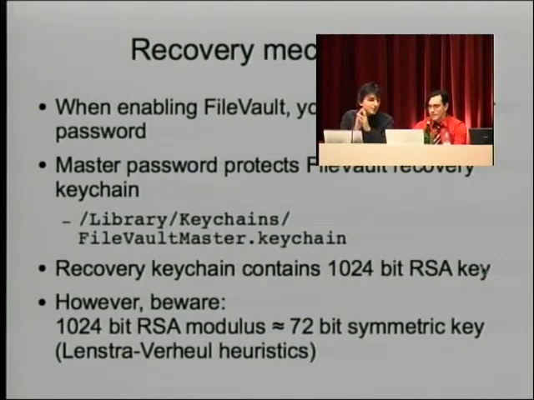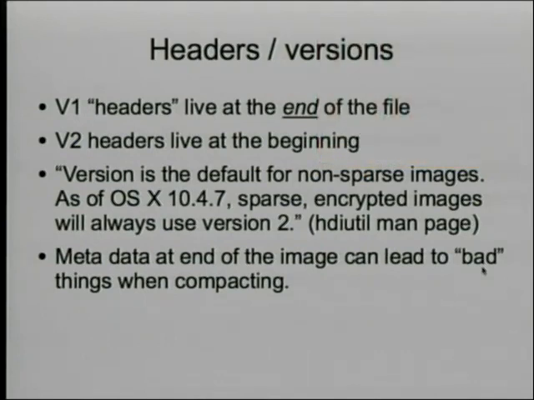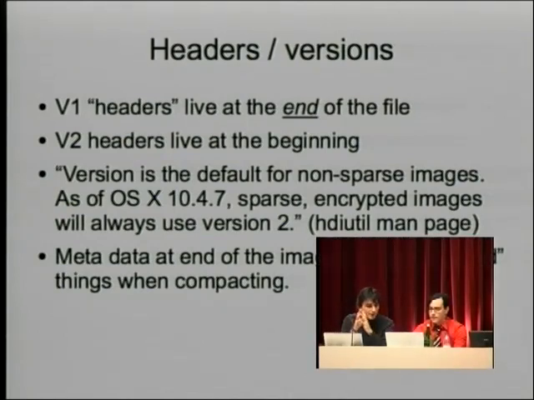Okay, so the headers of version 1 live at the beginning of the file, and the version 2 headers live at the end. And in 10.4.7, they actually made the version 2 headers mandatory for sparse encrypted disk images. That's probably because when you log out, the disk images get compacted. Now, if you think about what happens if you compact a disk image, it shrinks, right? And you have the metadata at the end, and you have a power failure, for instance. Where's your metadata after that? Well, whoops, gone. So that's why you should have it in the new format.